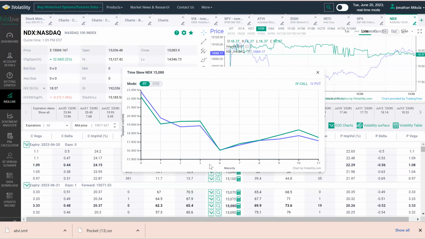And then the other one is our time skew chart. This is going to show you implied volatility on the y-axis, and then maturity over here. Your 0 DTE is here, and you can see what the implied vol on puts and calls are. If you saw a huge discrepancy here between puts and calls for implied volatility on the 0 DTE, 0 days to expiration, you would know something is going on.